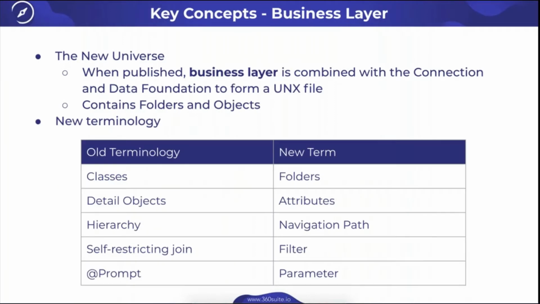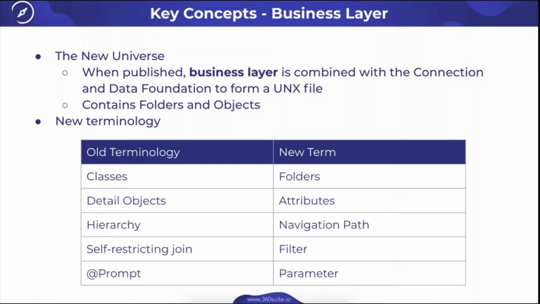So for the business layer, the business layer really is what ends up being the universe as we see it, that .unx file. So when that is published, it's a combination of a connection and a data foundation that form this UNX file. And that contains folders and objects.